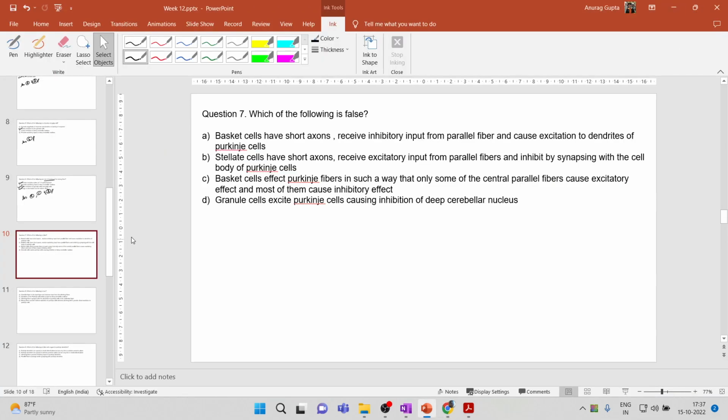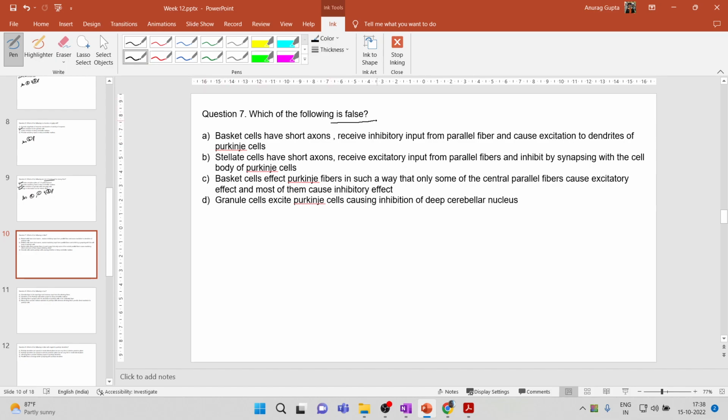So I'll discuss this now. There are three kinds of inhibitory interneurons in the cerebellum. One is the Golgi cell, the other is the satellite cell, and the third is the basket cell. The satellite cells basically have the star-shaped cell body, and they have short axons. So let us go to the options.